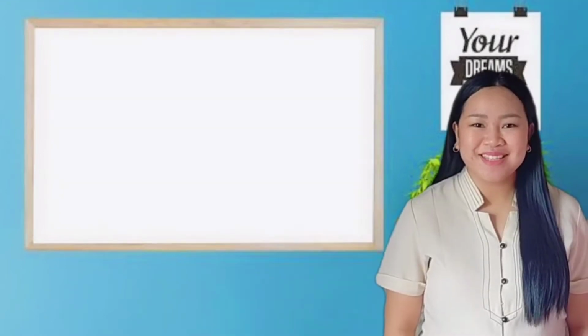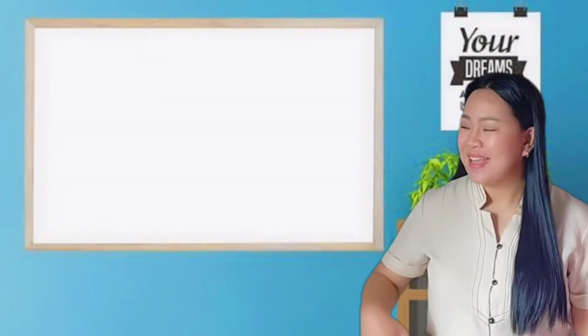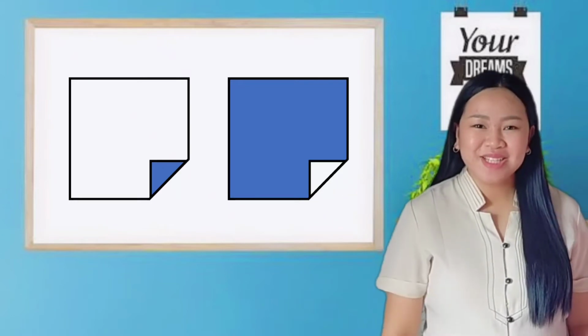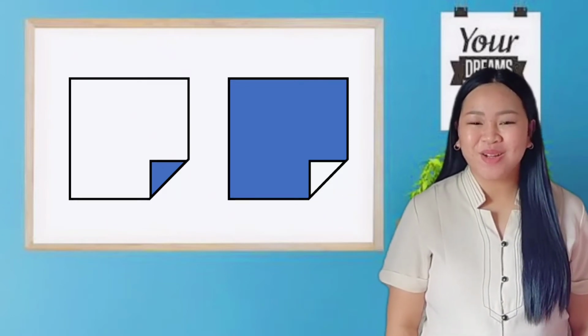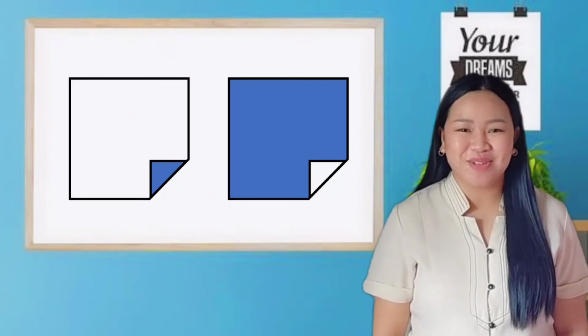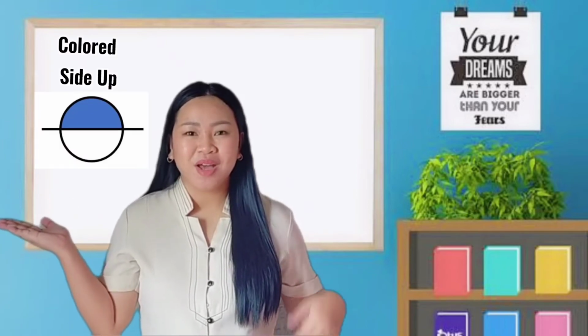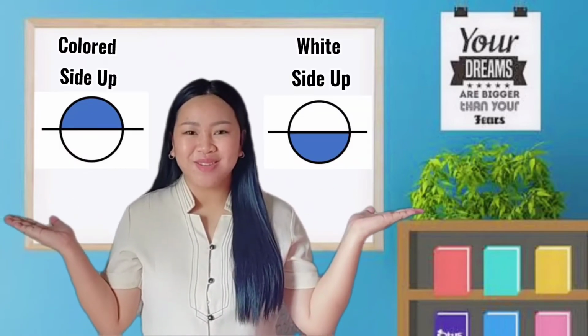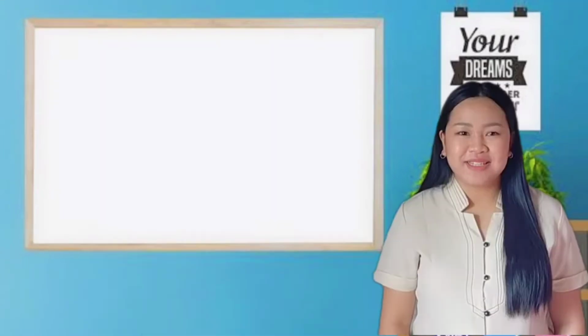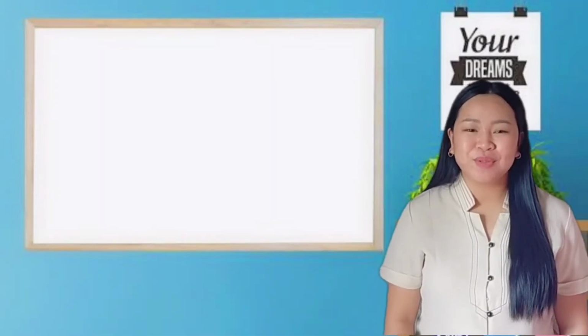The first one is side color, which looks like this. This shows the white side or the color side of a standard origami paper. You will see a symbol which shows whether you should start with the colored side up or the white side up of an origami paper. For example, this is the symbol used in this one.